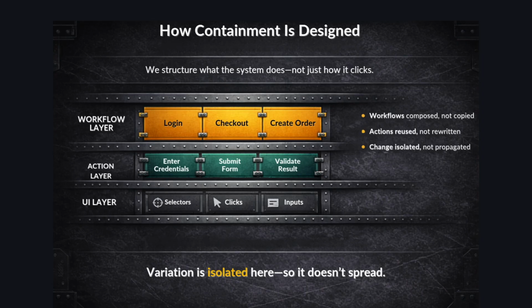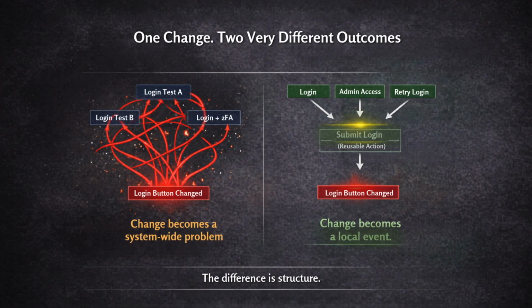Instead of copying this behavior, we compose it. That's what creates the boundary. Workflows are composed, actions are reused, and change stays isolated. Variation is isolated here, so it doesn't spread. So what does that actually change in practice? Well, on the left, login exists in multiple places. Each test owns its own version. So when the login button changes, you're fixing it everywhere. Change becomes a system-wide problem.